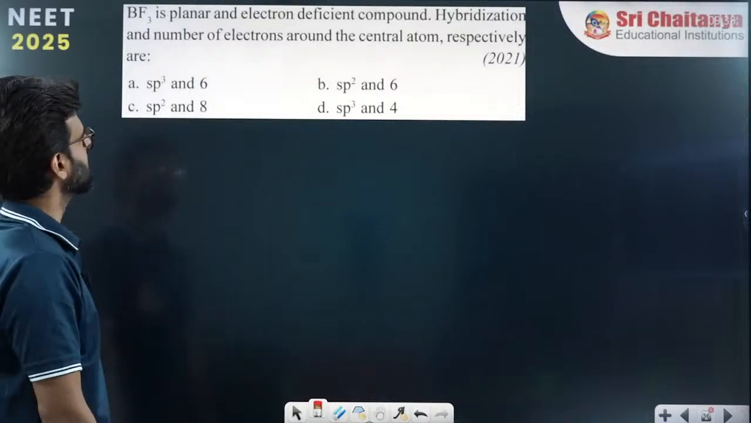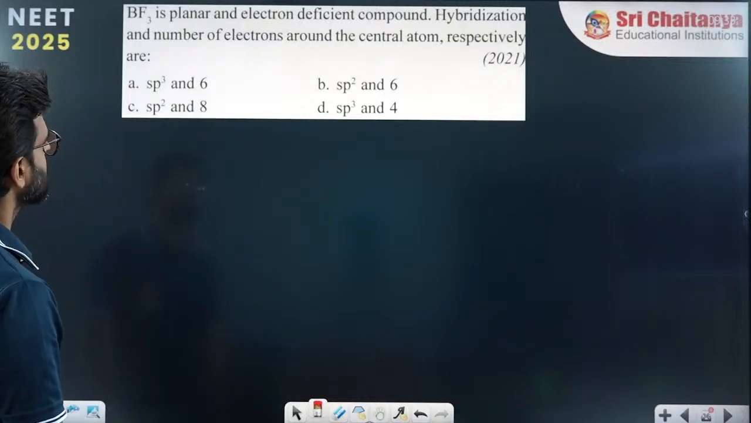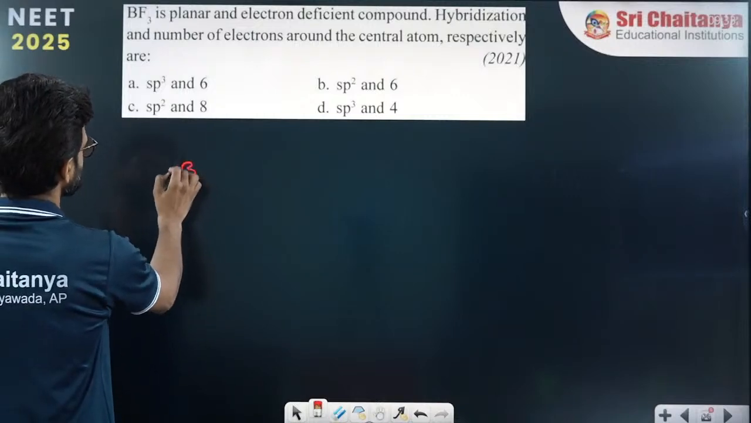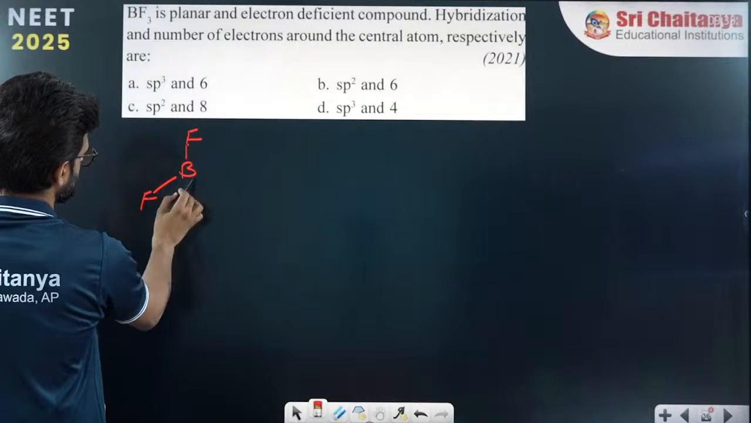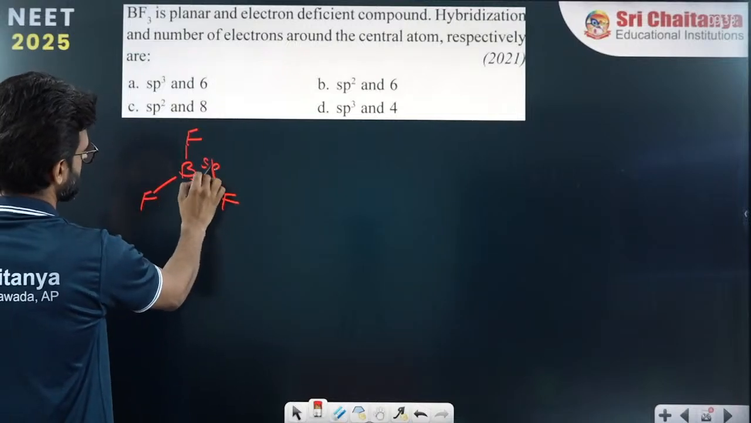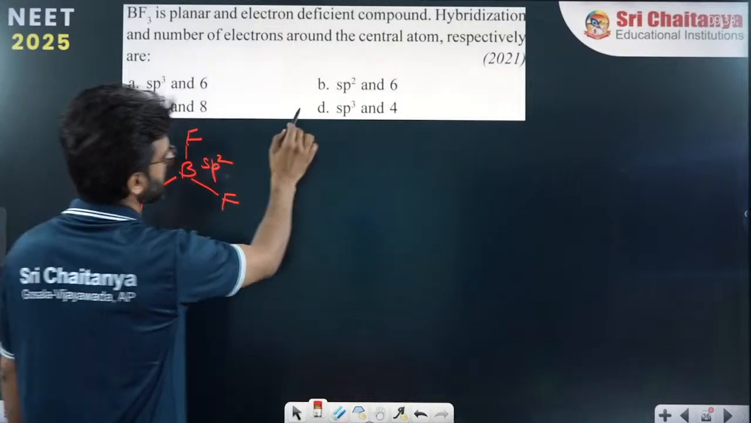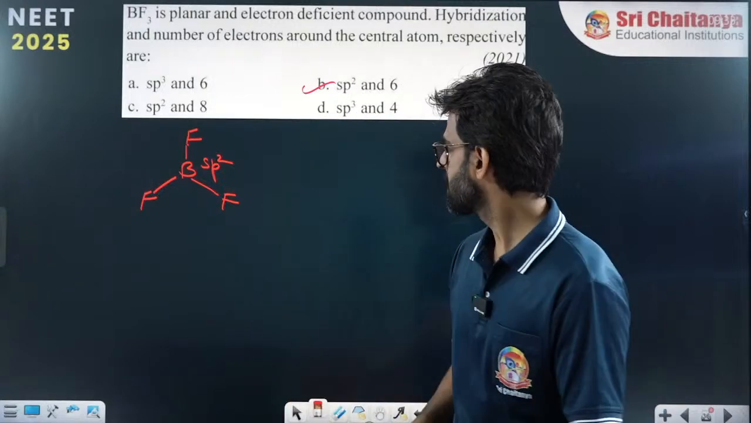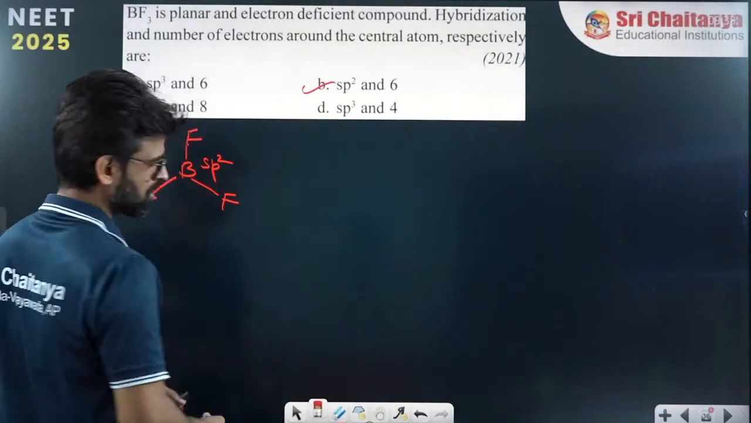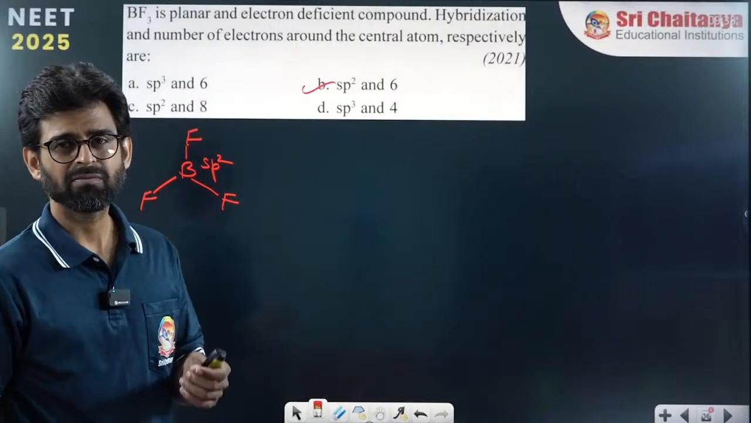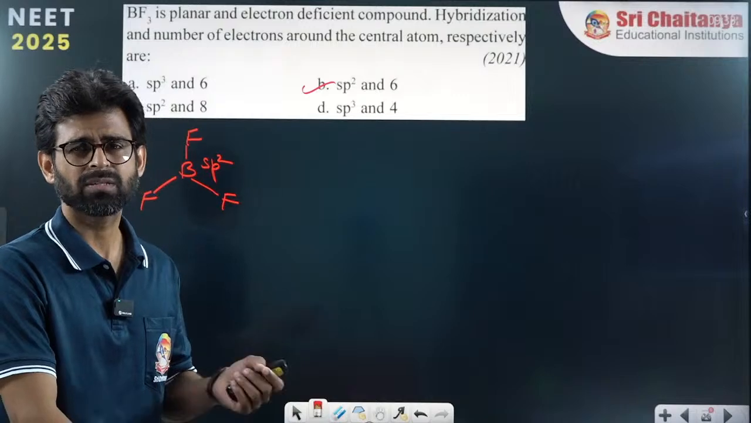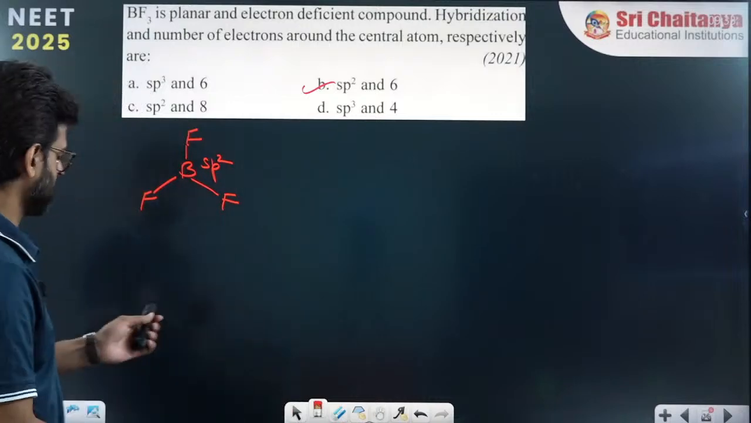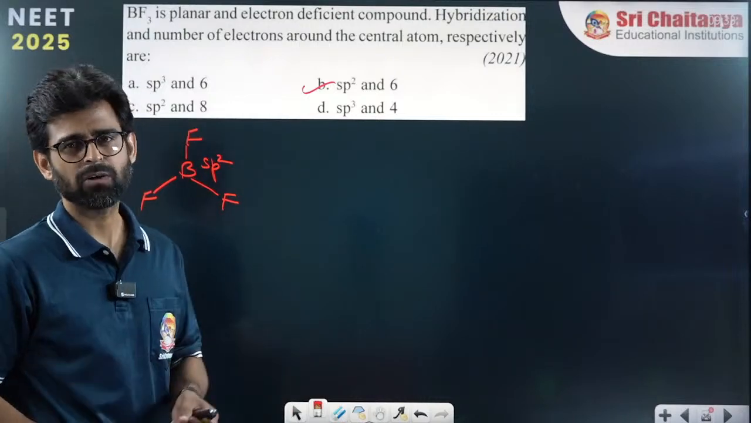BF3 is planar and an electron deficient compound. The hybridization and number of electrons around the central atom in BF3? Okay, if we draw BF3 simply, BF3 is trigonal planar. So it is sp2 hybridized and has 6 valence electrons. Definitely it is electron deficient and acts as a Lewis acid. Okay, easy. So as I said previously also, structures are very, very important. If you know the structure, you can answer many questions: bond order, bond angle, bond length, hybridization, shape, so many things. In our theory classes, we started with the structure only, how to make structure. So it's very, very important.